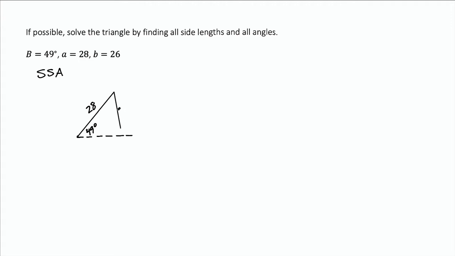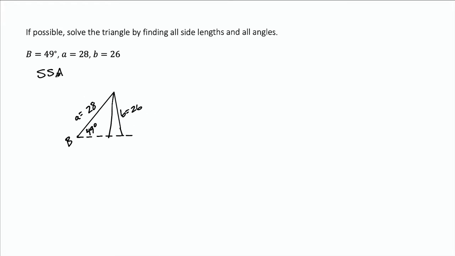And because it's shorter than the 28, it might be too short and not connect at all, or it might be long enough to connect in a couple different places. Or it may be just barely long enough to touch in exactly one place and create a right triangle. So we're going to have to figure out what's going on there. Let me first label things here. I've got my angle B, my side 28, and my side 26.